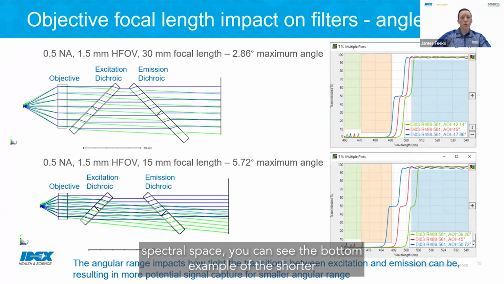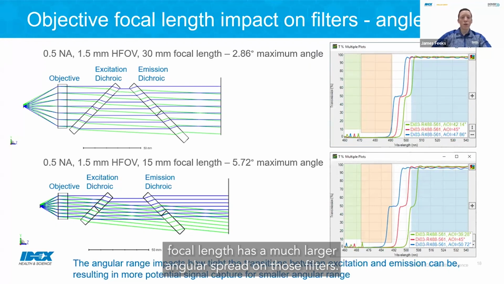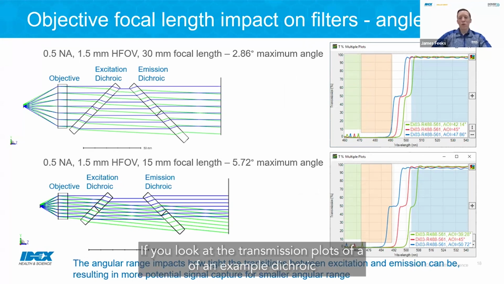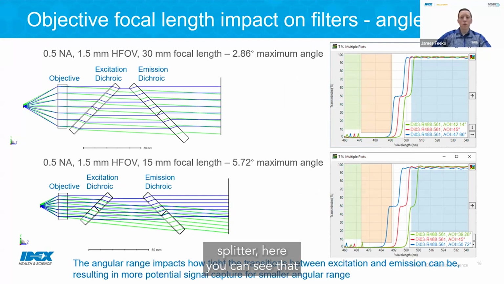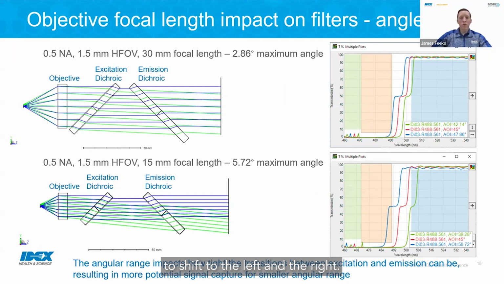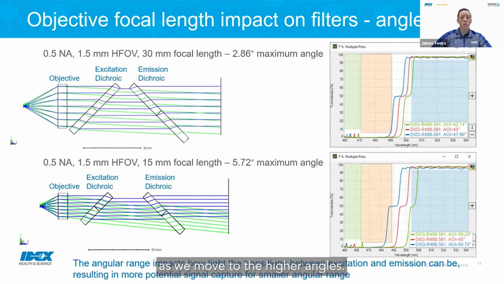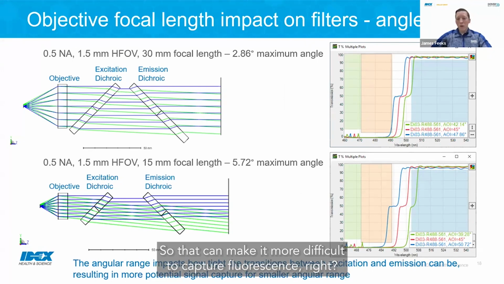Conversely, in spectral space, you can see the bottom example of the shorter focal length has a much larger angular spread on those filters. So what does that do? If you look at the transmission plots of an example dichroic splitter here, you can see that the angular change is causing that spectrum to shift to the left and the right. So we're shifting a significant number of nanometers as we move to the higher angles. So that can make it more difficult to capture fluorescence, right?